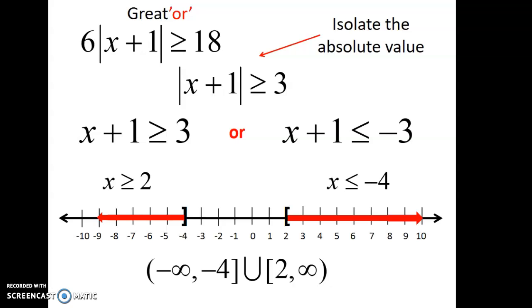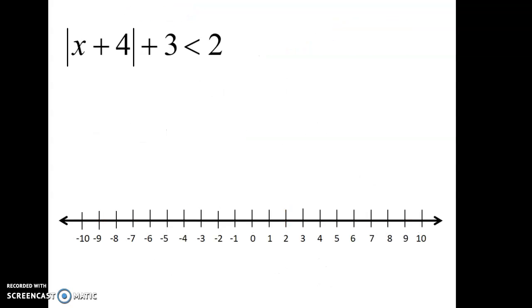All right, so we've seen two of this type where you have to isolate the absolute value. So try this one. Pause the video for a second, try this problem, come up with your answer, graph it, write down your interval notation, and then come back to the video. Hopefully you have paused it, solved it, graphed it, written the interval notation, and now you can just check to see if you got it right.